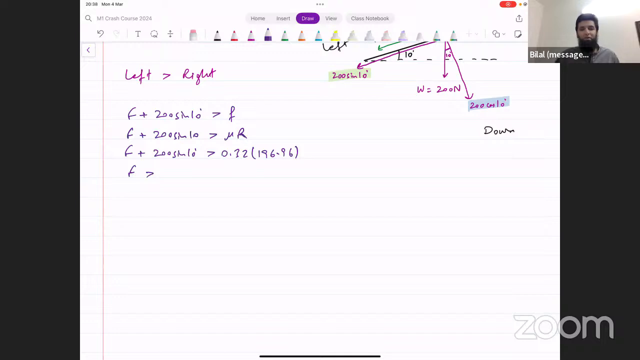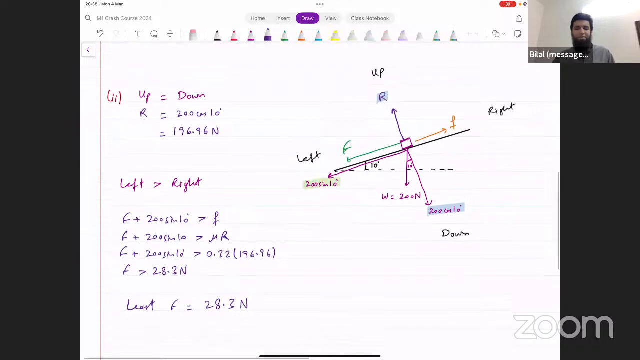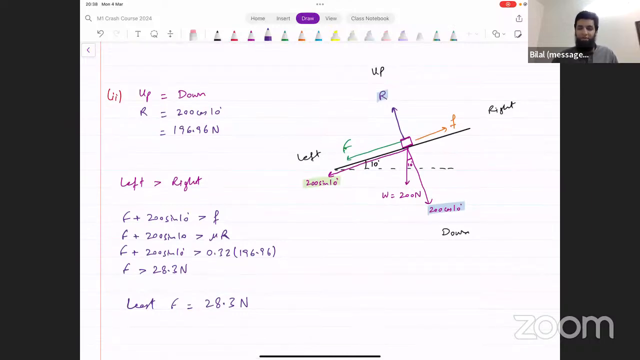F should be greater than what? What do we get? 28.297. That can be rounded off to 28.3 Newton because this is the final answer. Now we say the least amount of force required in this case is 28.3 Newton. And that's what we were looking for in the second part. It's almost exactly the same. It's just that the force directions have reversed and everything else is exactly the same. Make sense? Yes, sir.